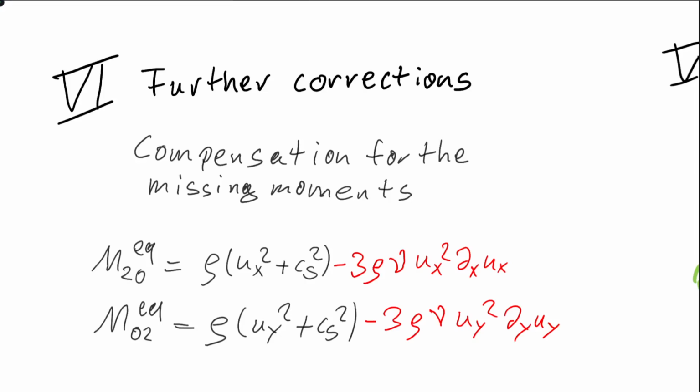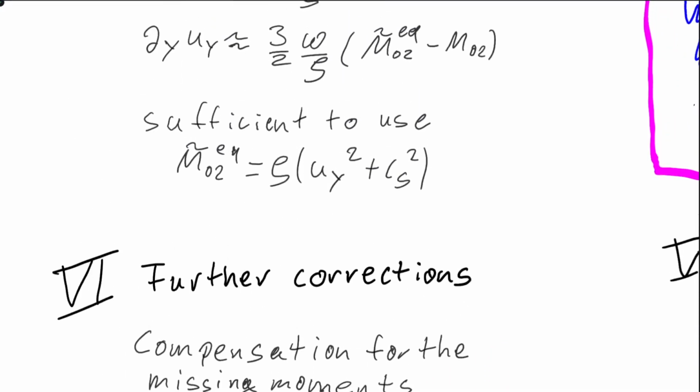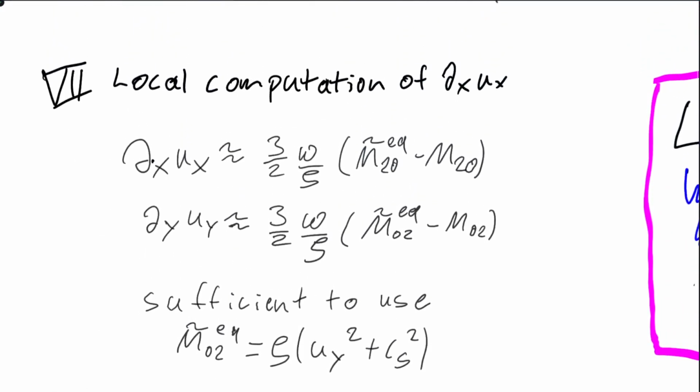such that we would not have anymore this velocity dependent viscosity. Okay, but this requires the knowledge of the velocity gradient, and fortunately the velocity gradient can be computed locally from the second moment itself. So this is a little bit strange, because in order to correct the second order moment, we have to know the second order moment.